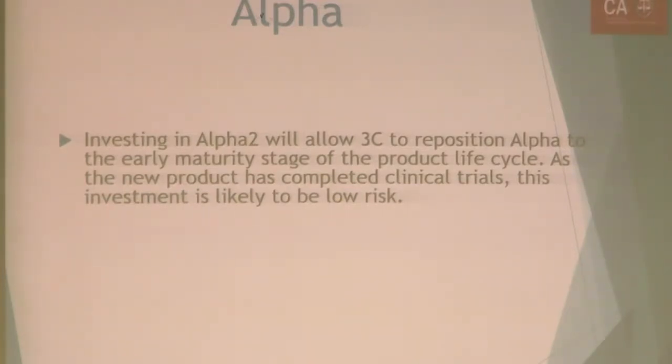Alpha is in late maturity. If we put money into this, it will come to early maturity and then you can be there for a long time, because as I said, in the maturity level there are many products. In maturity there are so many that are there for a long time.